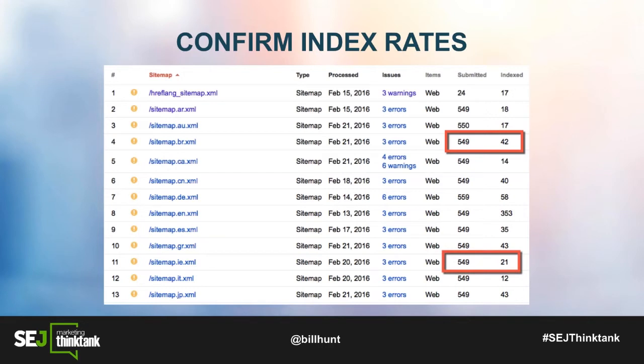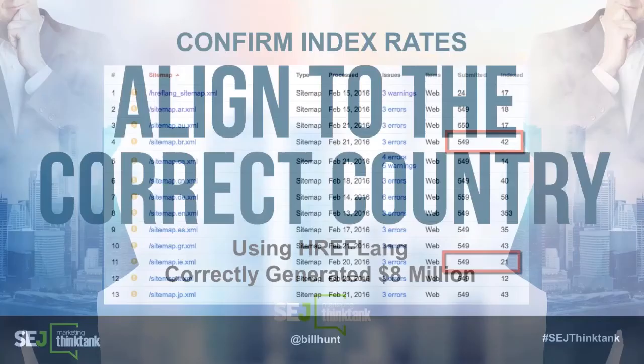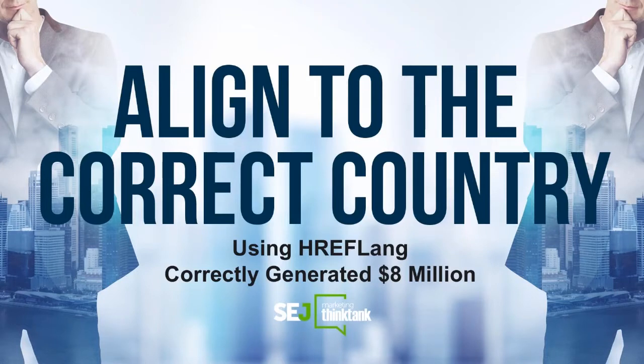Now, the second problem we have with indexing on the next slide is really aligning to the correct country. Now, this is not a new problem. This is a problem that we can't even really detect because most of our ranking tools will show that we're ranking well in another country, but doesn't necessarily tell us it's the right page. And so this is a case where we fixed this for a company, and just by simply fixing their hreflang, they generated about $8 million in incremental revenue.